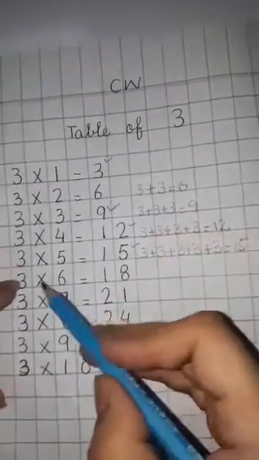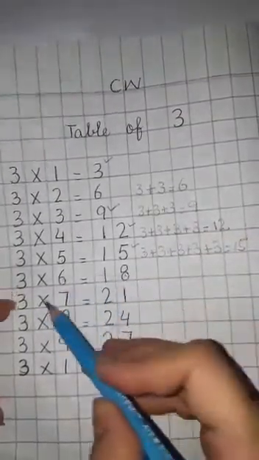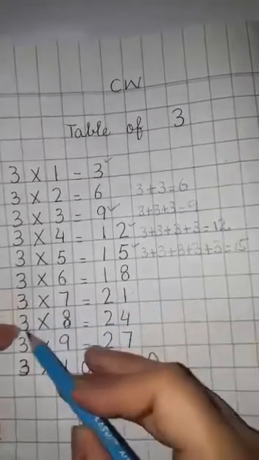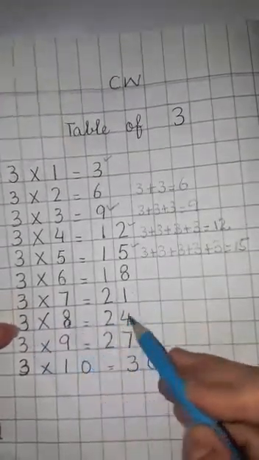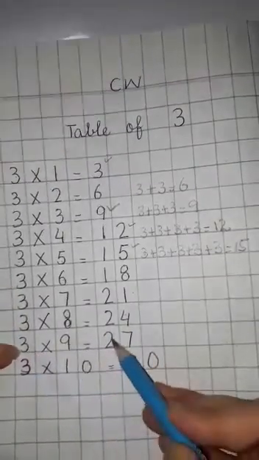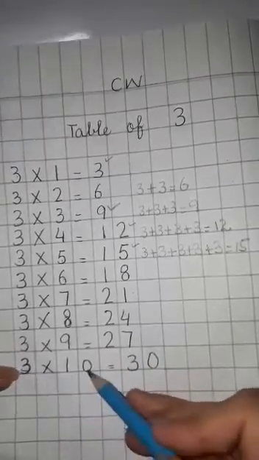Same as, students, when you add 3 six times, it will give you 18. When you add 3 seven times, it will give you 21. When you add 3 eight times, it will give you 24. When you add 3 nine times, it will give you 27. When you add 3 ten times, it will give you 30.